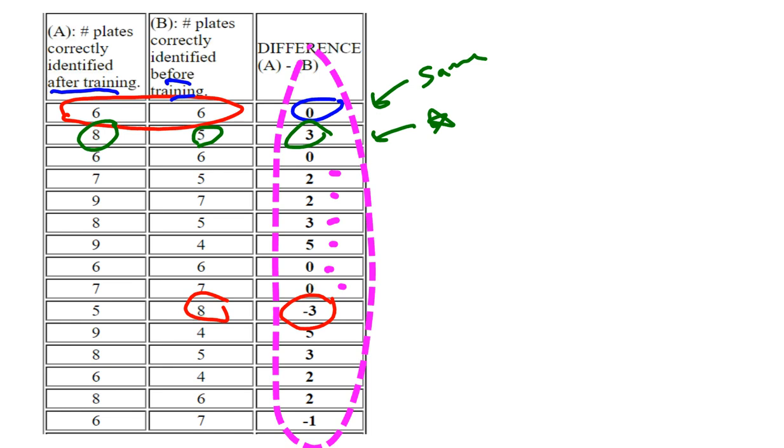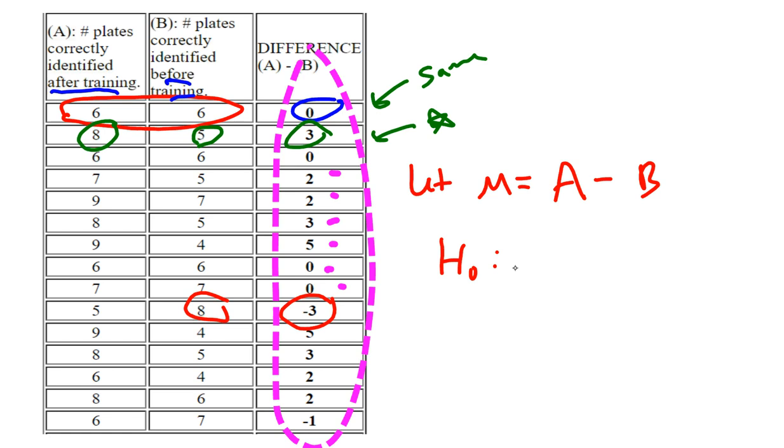All right, so what are we really interested in here? If you think about it, what we really care about is was the training program effective for the people who participated in the study? So what we're going to do is make a variable. We're going to let mu d be a minus b, where a is the number of plates correctly identified after training, and b is the number of plates correctly identified before training. If our goal is to show this program is effective, then we want to compare 2 hypotheses.